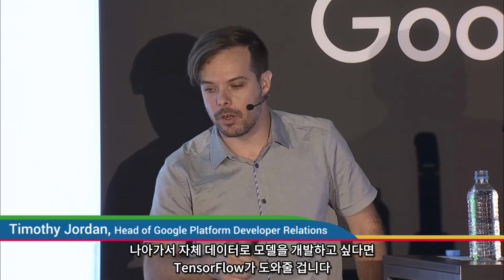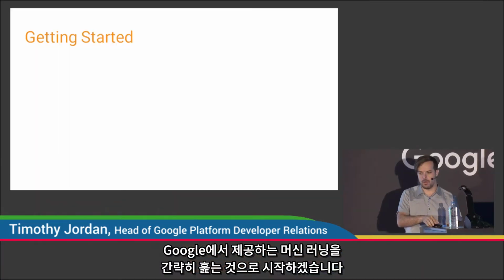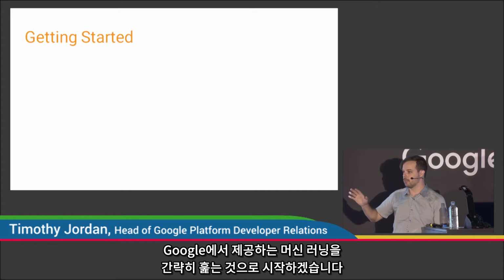So I'm Timothy Jordan. I'm a developer advocate, and I'm not an expert in machine learning. And I think that's what's so cool about this presentation and where we're at with machine learning today: as long as you know how to use an API, you can get started with machine learning with your app today. And if you want to go deeper and develop your own models using your own data, TensorFlow can help you do that. I'm going to start with an overview of machine learning at Google that you can use.